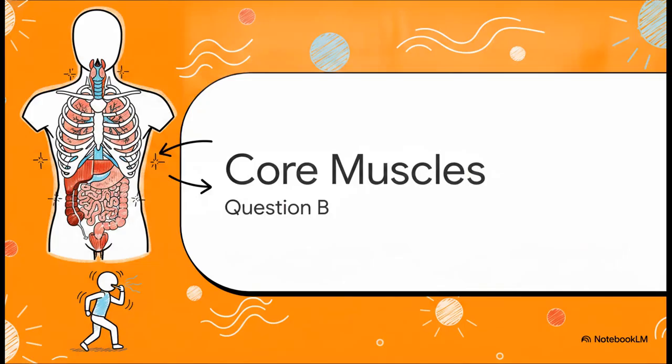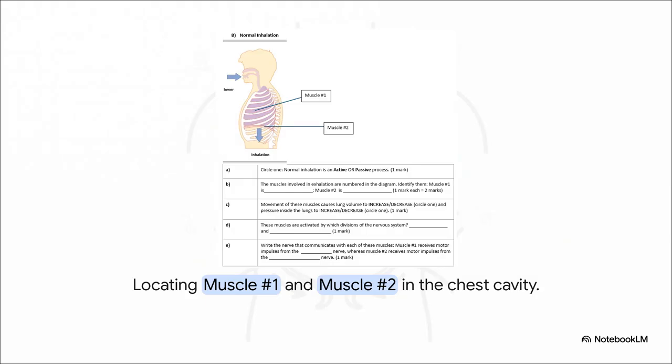Which brings us to part 3, identifying those core muscles. Since we know this is an active process, we've got to ask, what's the actual machinery doing all this heavy lifting? Look how the workload is separated. Up top, we have muscle number 1, woven beautifully right into the ribs themselves, across the upper chest. And down below is muscle number 2, acting like this heavy anchor, creating the entire floor of the chest cavity. These aren't just random spots. It's a perfectly engineered mechanical pair.